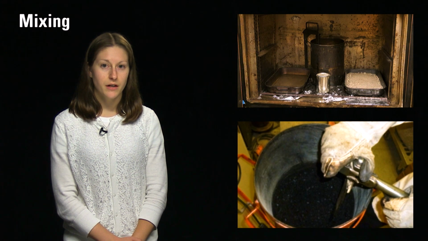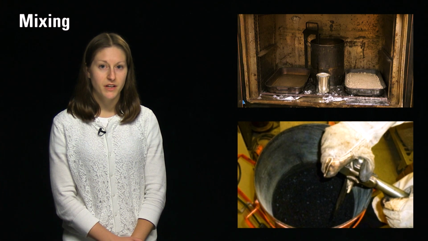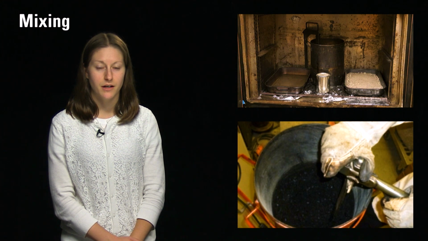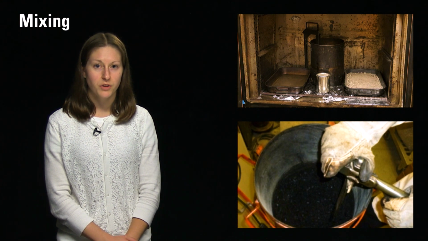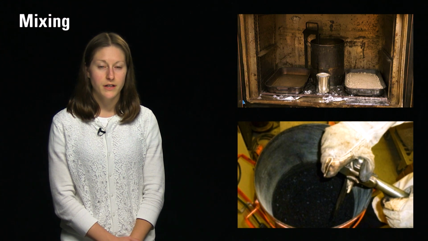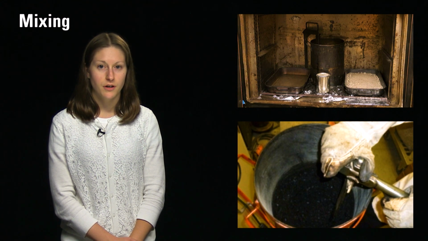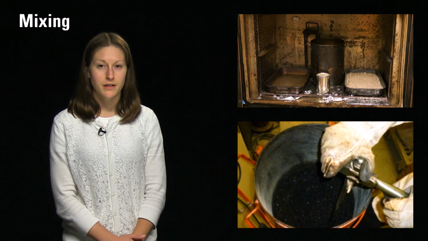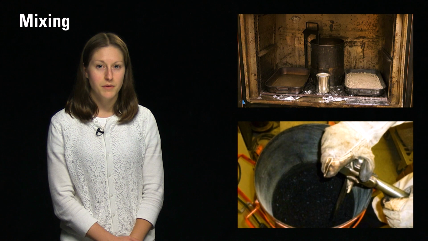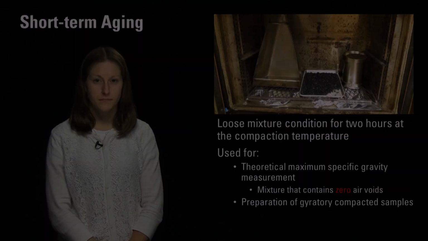Our asphalt binder, aggregate, and all of our mixing tools that will be placed in contact with the asphalt and aggregate during the mixing process are placed in an oven at the mixing temperature. Once all ingredients have reached the mixing temperature, they're removed from the oven and the asphalt and aggregate are combined in the desired proportions and mixed in a bucket mixer.